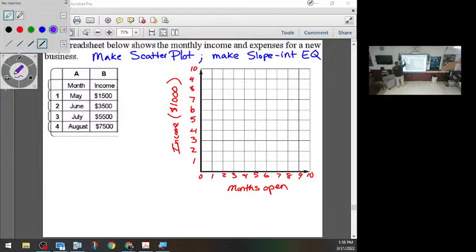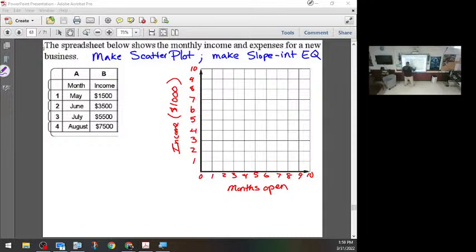Green. I like green. So we got 1, 1,500. 2, 3,500. 3, 5,500. 4, 7,500. I don't know about you, but that almost looks like it's not just a trend line. That looks like it's straight up a line.